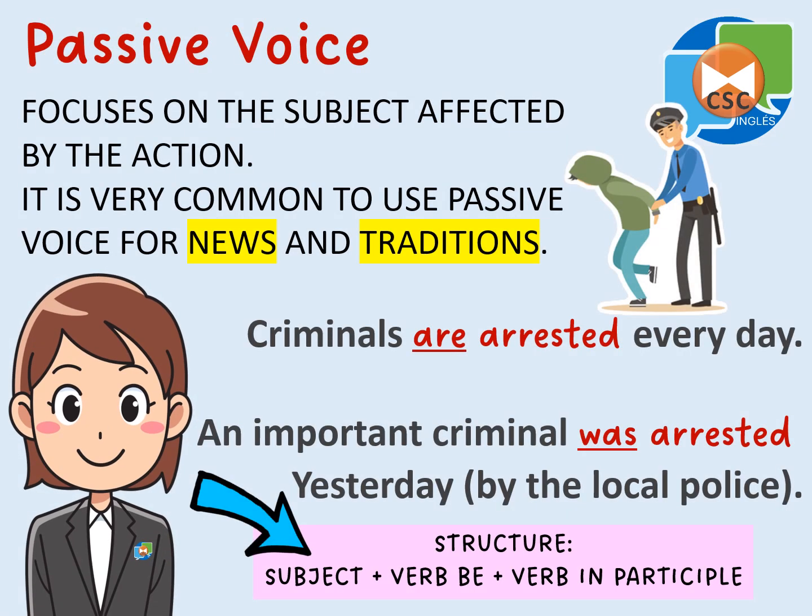Passive voice, on the other hand, focuses on the receiver of the action. In other words, when using passive voice, you focus on the subject affected by the action. This structure is commonly used when talking about the news or when talking about a custom or tradition. Take a look at the following examples. Criminals are arrested every day. An important criminal was arrested yesterday by the local police. The structure is as follows: subject plus the verb be plus the verb in participle.